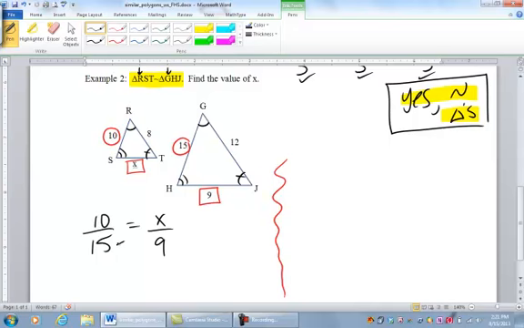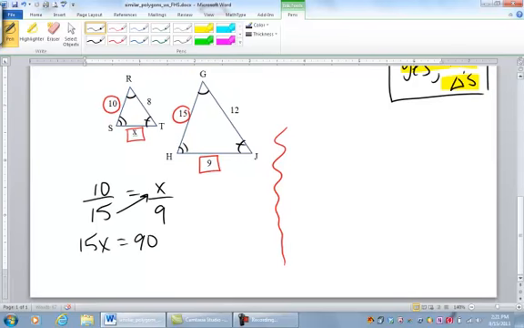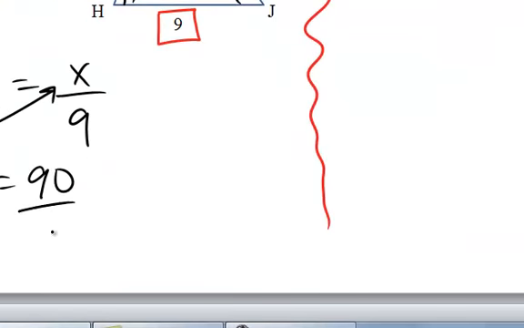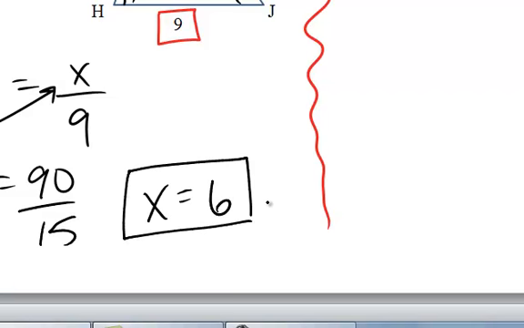Now all we're going to do is cross multiply. We did this in the previous lesson. 15x equals 90. And if you divide both sides by 15, we get x equals, anybody good at mental math? 6. Okay, so that was comparing the 10 and the 15 and the x and the 9.